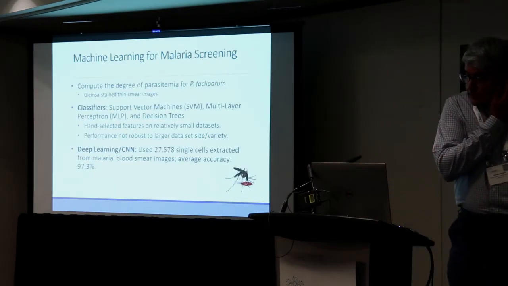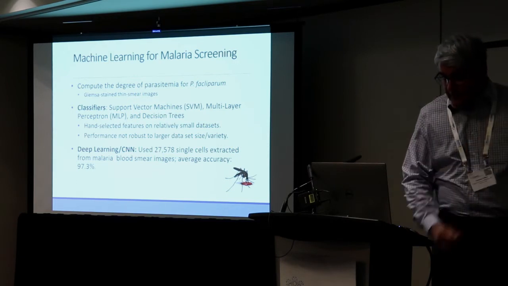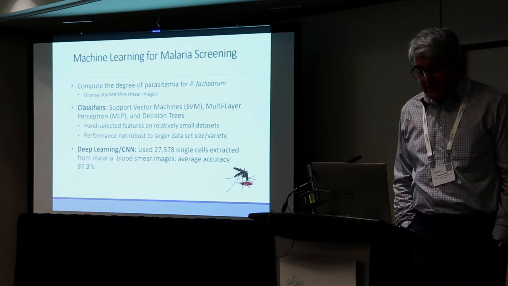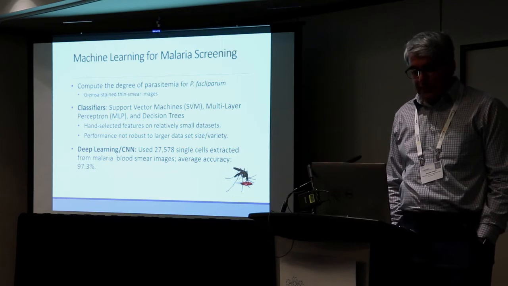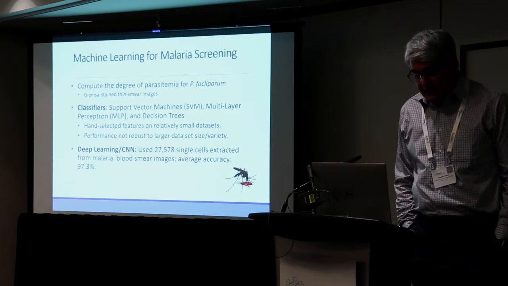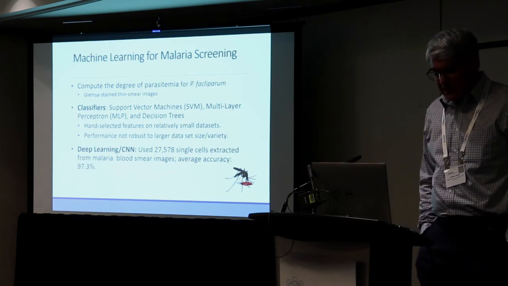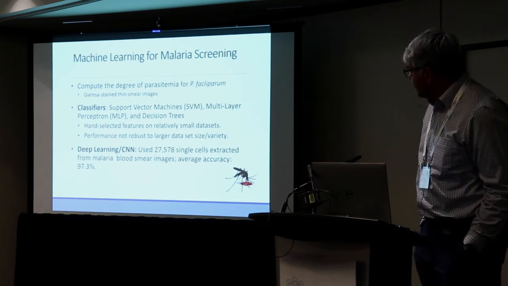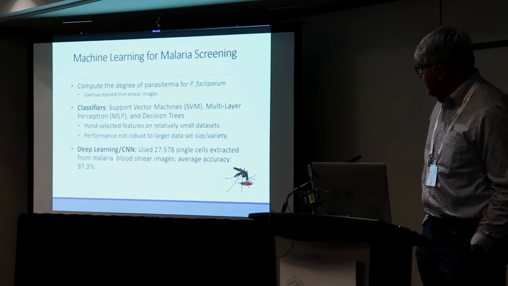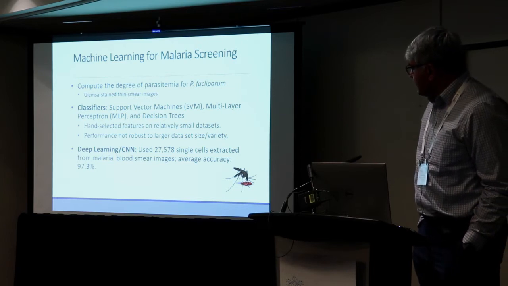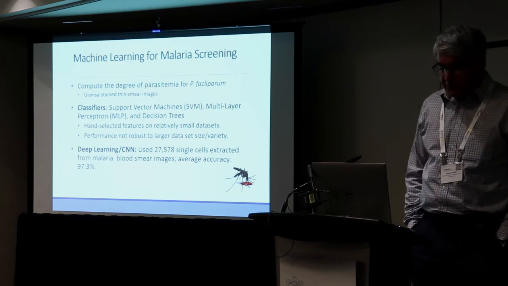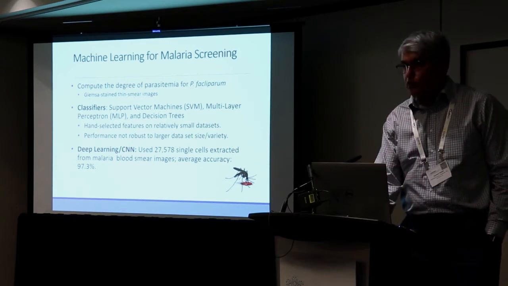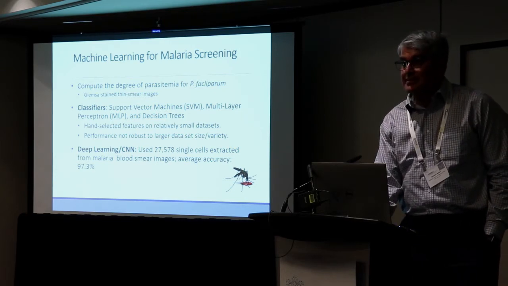So we've got a computed degree of parasitemia, like I said. And we have used SVMs in the past. We have evaluated MLP and decision trees, although SVM still holds out better. And in the previous experiment, which we published, we got 27,000 cells that were analyzed, and the accuracy was pretty good. It was 97.3%, but not enough, because we don't know where the 3% error really is and why we are making those mistakes.